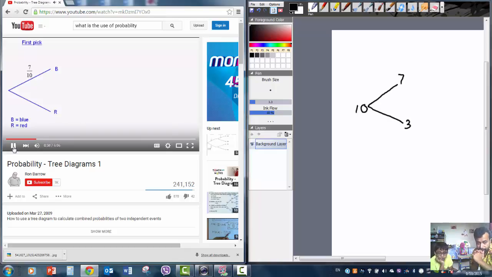Now, what about the probabilities of that? Well, because there are 10 in all and 7 of them are blue, probability of a blue is 7/10.